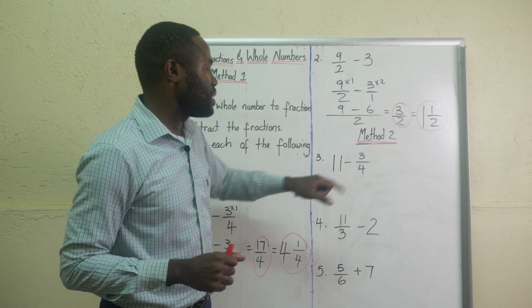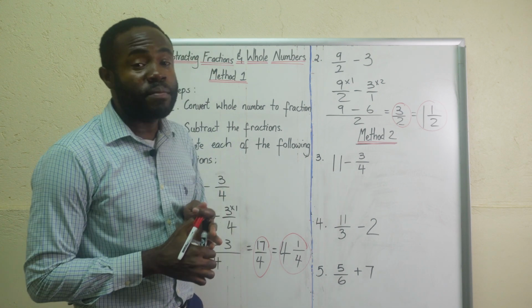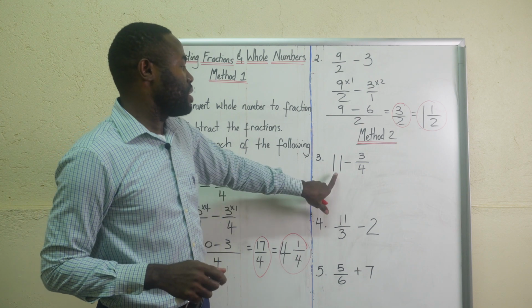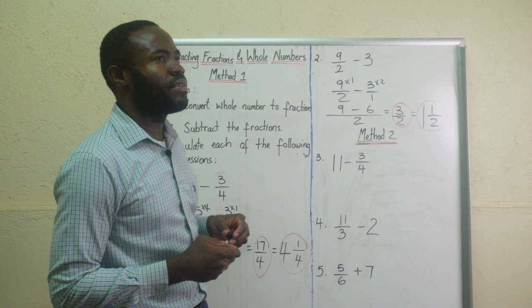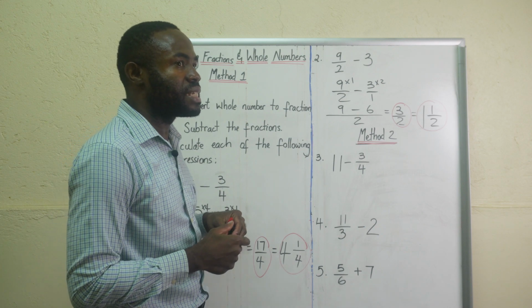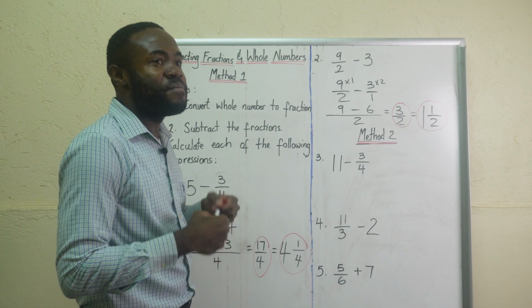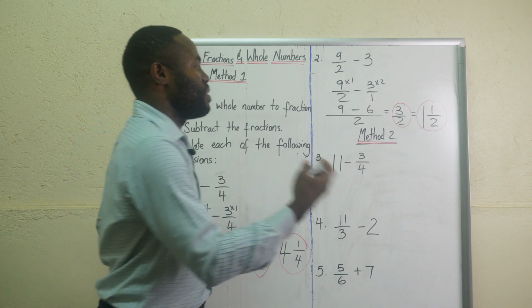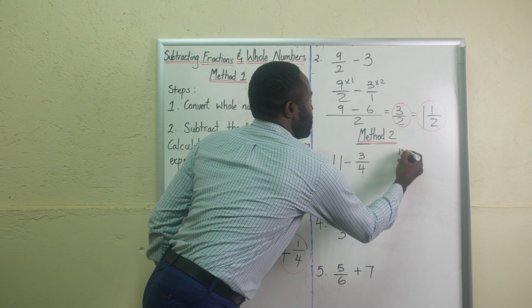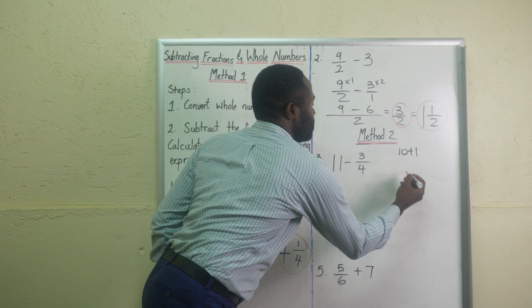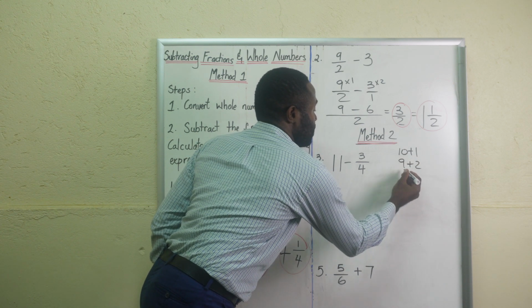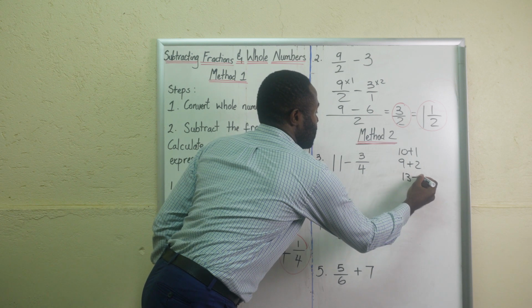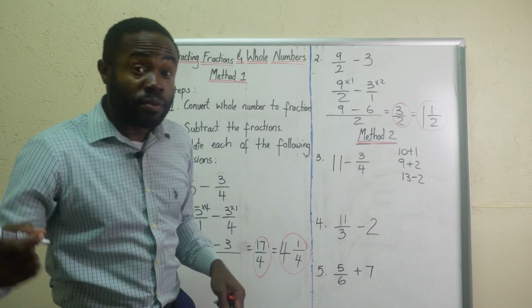For number 3, we have 11 minus 3 over 4. Because we're subtracting here, what I'm recommending strategically is that we're going to rewrite 11. We can rewrite 11 endlessly. There are many ways in which we can write 11. For example, we can write 11 as 10 plus 1. We can write it as 9 plus 2.